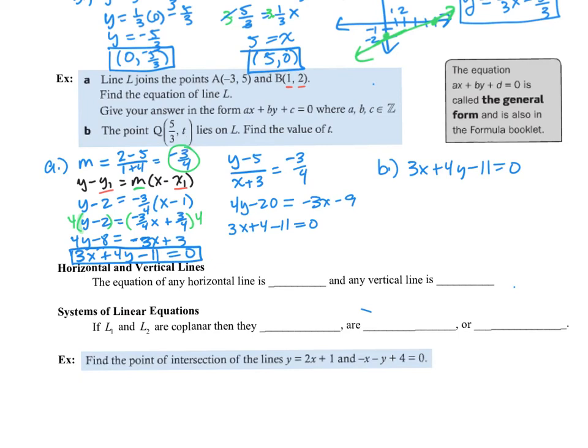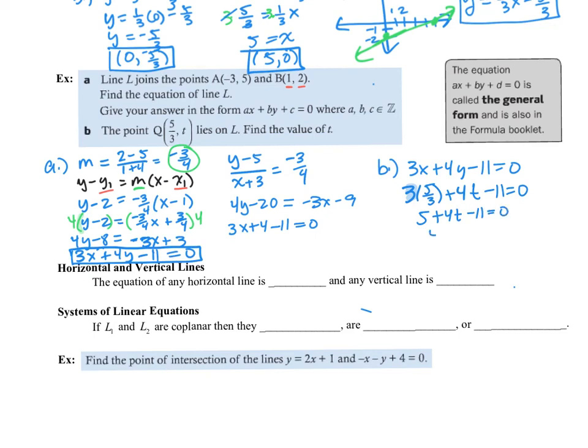So I'm going to rewrite my equation, but where I see an x, I'm going to replace it with 5/3. So 3 times 5/3 plus 4 times, let's go ahead and just change that y to t so it doesn't confuse you, equals 0. 3 times 5/3 is 5, so we have 5 plus 4t minus 11 equals 0. So now we just need to solve this equation for t.